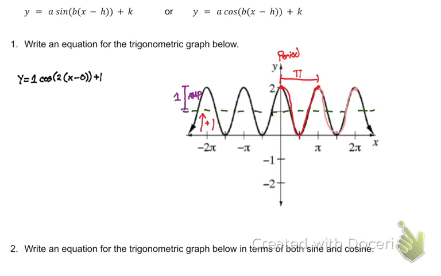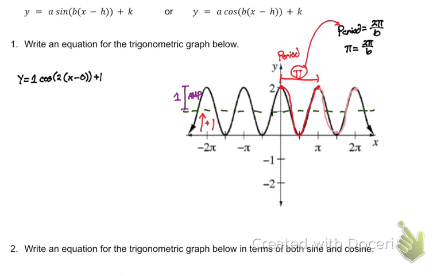All right, if my period is pi, we have a formula that says period equals 2 pi over b. In this case, I know the period is pi, so that's going to go in there. So I'm going to have pi equals 2 pi over b. We would multiply both sides by b, divide by pi, and you'd come up with b equals 2.